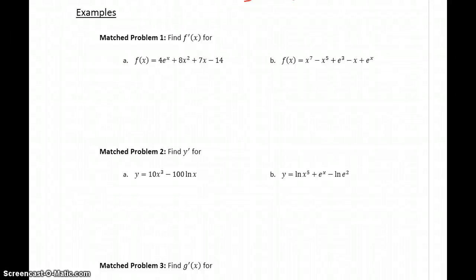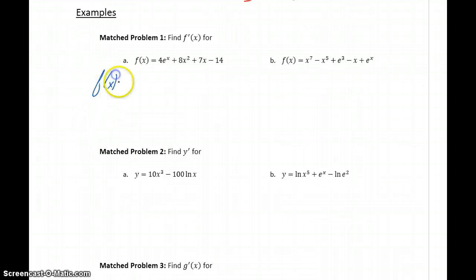In Maths Problem 1, we have two different functions in Part A and Part B that we want to take the derivative of. Again, the key here is going to be distinguishing when we have exponential functions and when we have power functions. So an exponential is anytime the variable is the exponent. A power function is anytime the variable is the base.